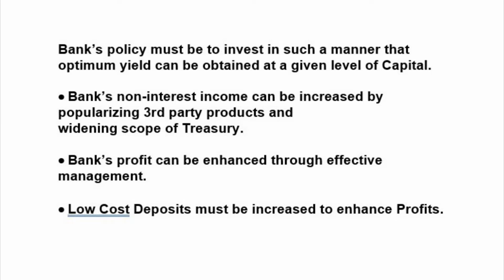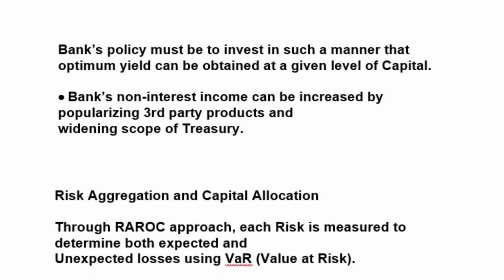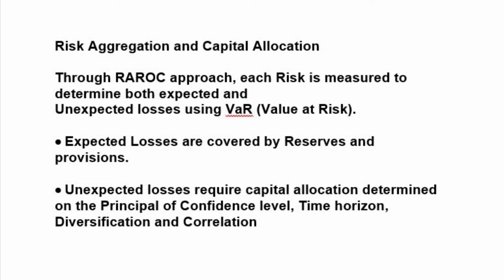So then there should be a policy for a company or a bank to manage this money. Here he is telling that bank policy must be in a manner that optimum yield can be obtained at a given level of capital, and the bank's non-interest income can be increased by cross-selling, that is third-party products, and widening the scope of treasury. And one more thing, the bank's profit can be enhanced through effective management, and low-cost deposits must be increased to enhance profits.